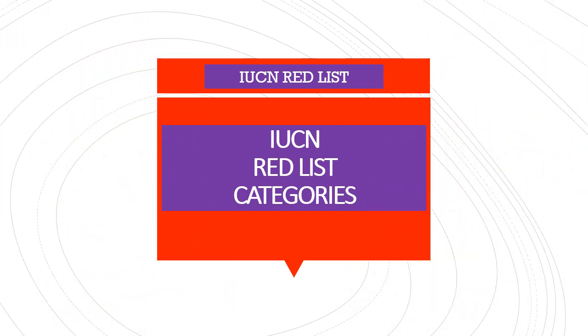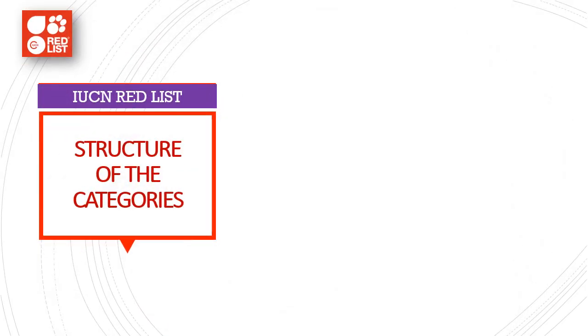So now we are going to look into the different IUCN Red List categories. Herein we are going to look into the structure of the categories. There are 9 basic categories, and we will be looking basically into the names of the categories, and the definitions of the same will come on in the later slides.